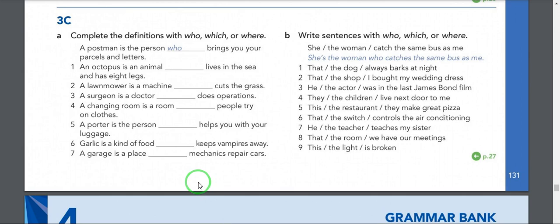A. Complete the definitions with who, which or where.